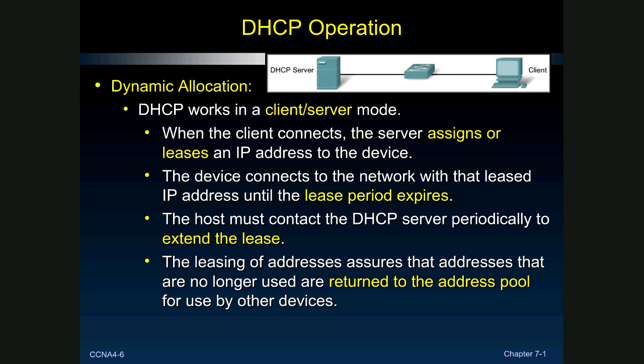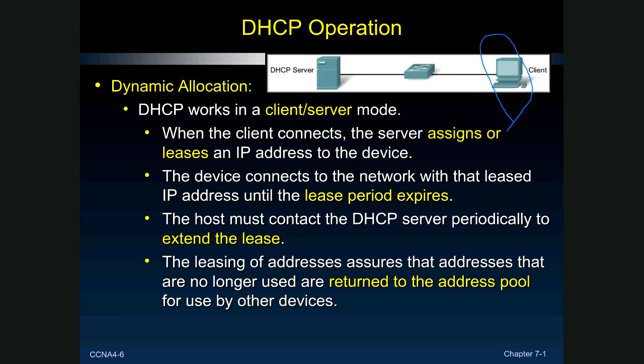So that way it won't be returned to the pool and some other device could use it. Now remember, it doesn't really matter what IP address a workstation gets. The client machine doesn't care what specific address he gets. It doesn't matter to him. Any one of 200 different addresses would work on a typical /24 network.